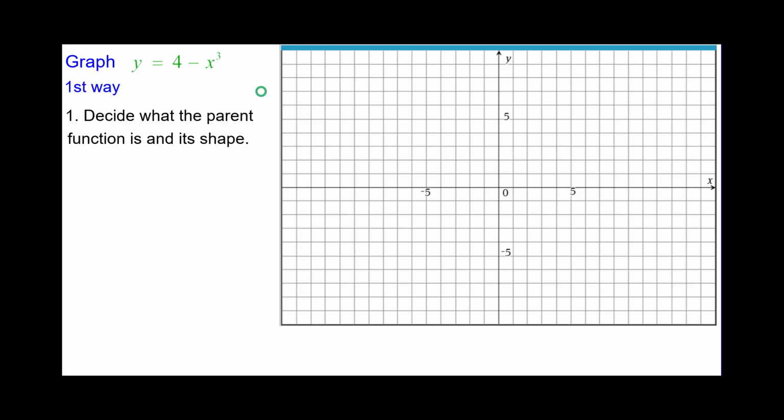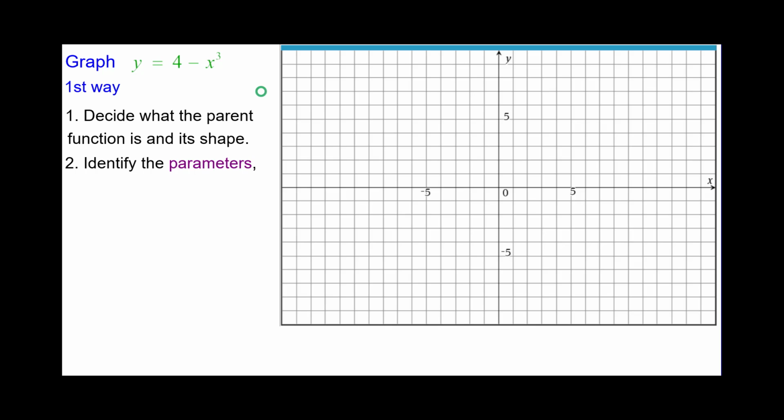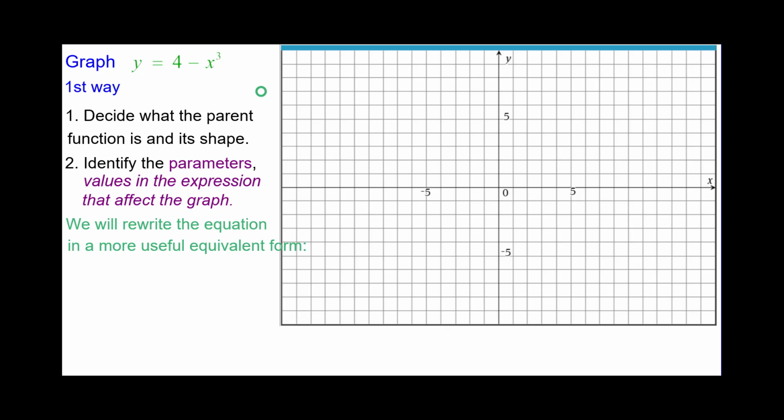First, we need to decide what the parent function is and its shape. So this is the cubic function, and this is its shape. We have to keep that in mind while we're doing this. Identify the parameters. Those are the values in the expression that affect the graph. But first, we're going to rewrite the equation in a more useful equivalent form. So we're going to write it as the opposite of x cubed plus 4 instead. In that way, we can identify the parameters, I think, a little bit more easily.